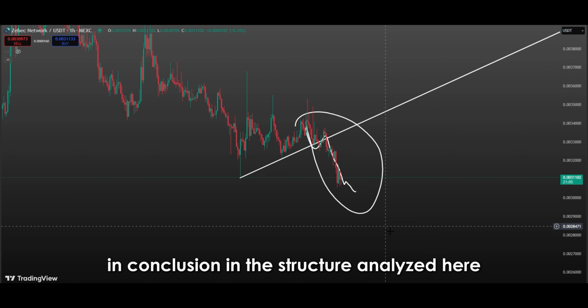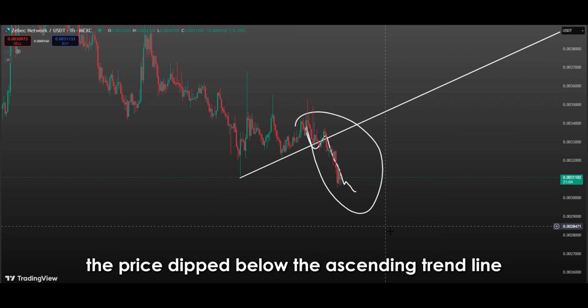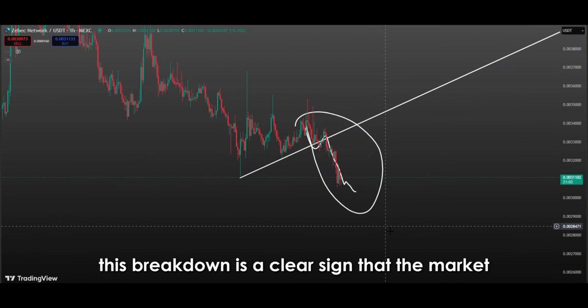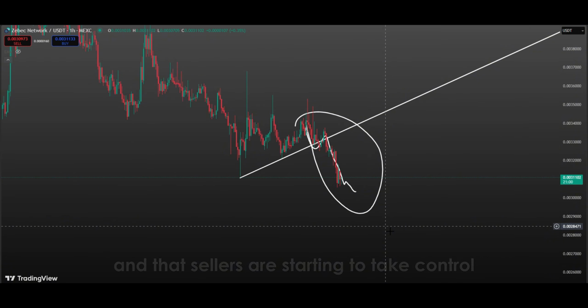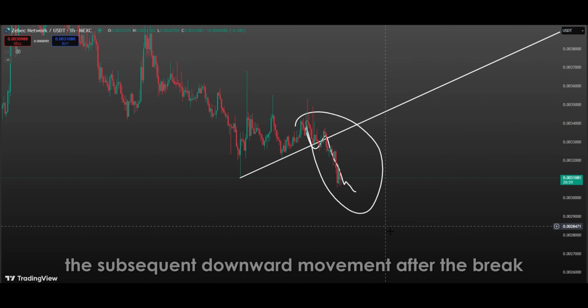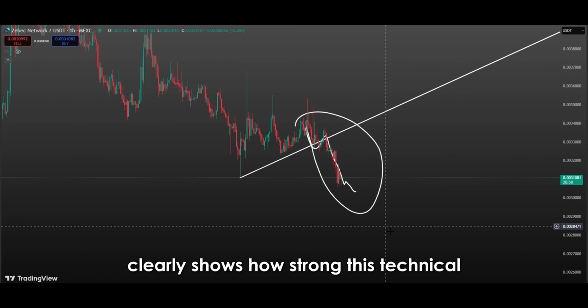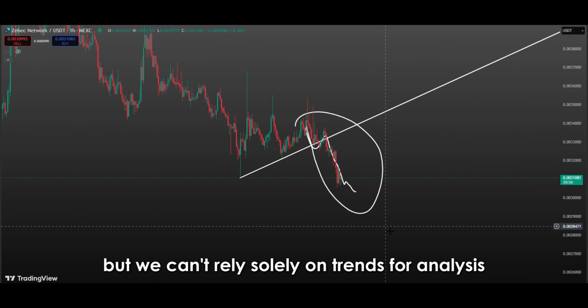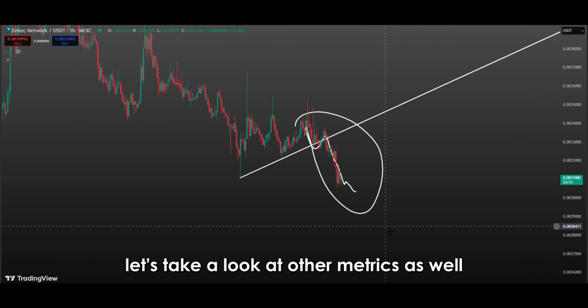In conclusion, in the structure analyzed here, the price dipped below the ascending trendline it had followed for a long time, disrupting a critical technical structure. This breakdown is a clear sign that the market structure has changed and that sellers are starting to take control. The subsequent downward movement after the break clearly shows how strong this technical support had been and how sharp the reactions can be once it's broken. But we can't rely solely on trends for analysis. Let's take a look at other metrics as well.